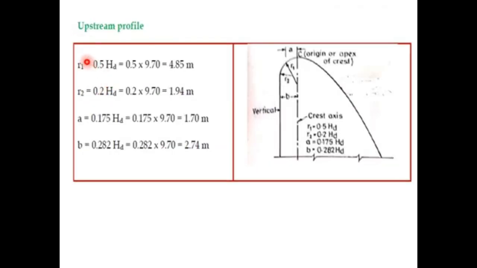So we know how to calculate R1, R2, A and B by various formulas which are given. R1 is 0.5 times HD, R2 is 0.2 times HD, A is 0.175 HD, B is 0.282 HD, where the design head is 9.7. So various values are calculated and accordingly plotted.